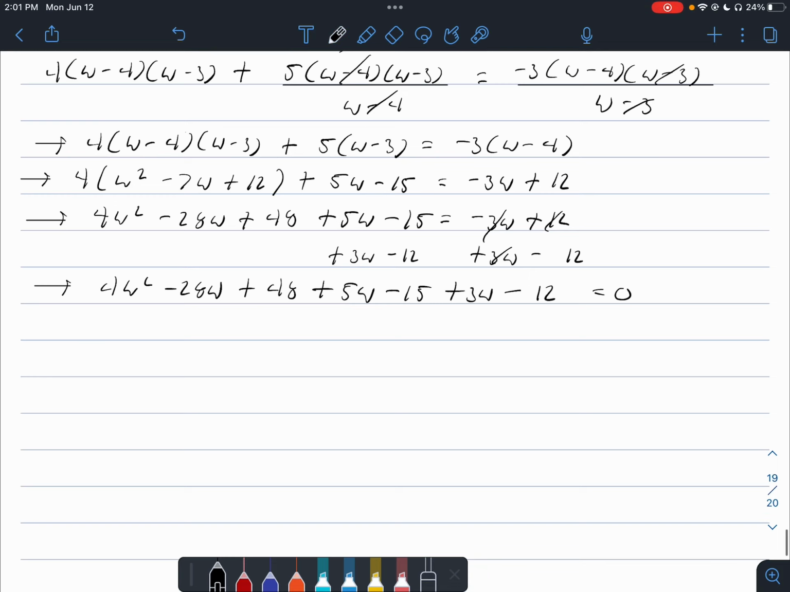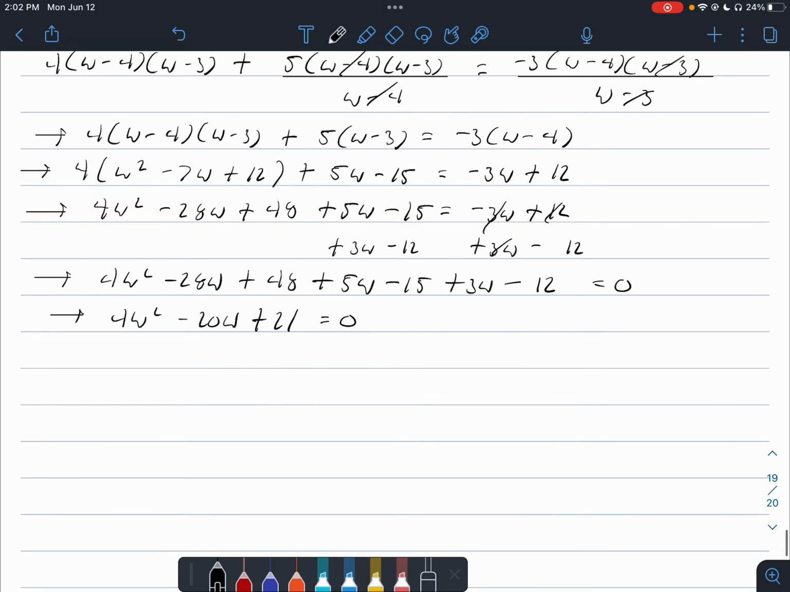So really what we'll end up with once we simplify everything, we have 4w squared minus, so now we have minus 28w. Looks like that looked fine. Everything there looked fine. So we'll end up with minus 20w still. But now we'll have 48 minus 15 minus 12. Okay? And now we'll have plus 21 instead. Is equal to 0. That's going to look better.